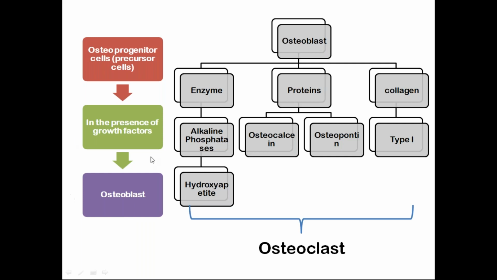Right? Okay, so osteoprogenitor cell will give rise to your osteoblast cell in the presence of growth factor. So now we have dealt with two cells, osteoprogenitor and osteoblast. Now we will come to our second cell, that is your osteoblast cells. So your osteoblast cells, now osteoblast has been matured.